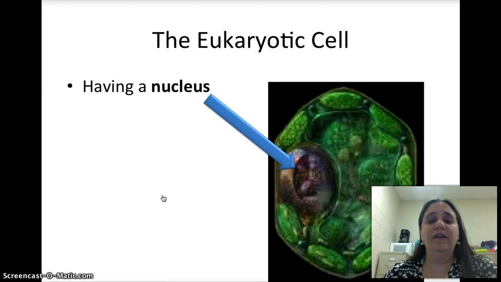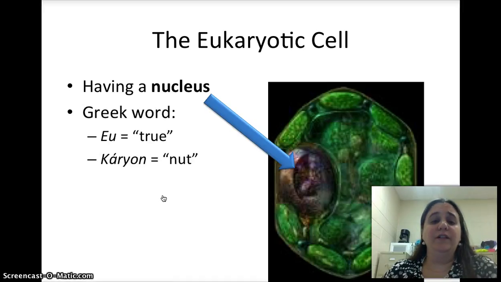That includes the animals, the plants, the fungus, and the protists, but not the bacteria. The word eukaryotic comes from the Greek words eu, which means true, and karyon, which means nut. When they first saw these under the microscope, they thought there were little nuts inside of the cell, so that's where that comes from. Okay, let's get to the plant structures.